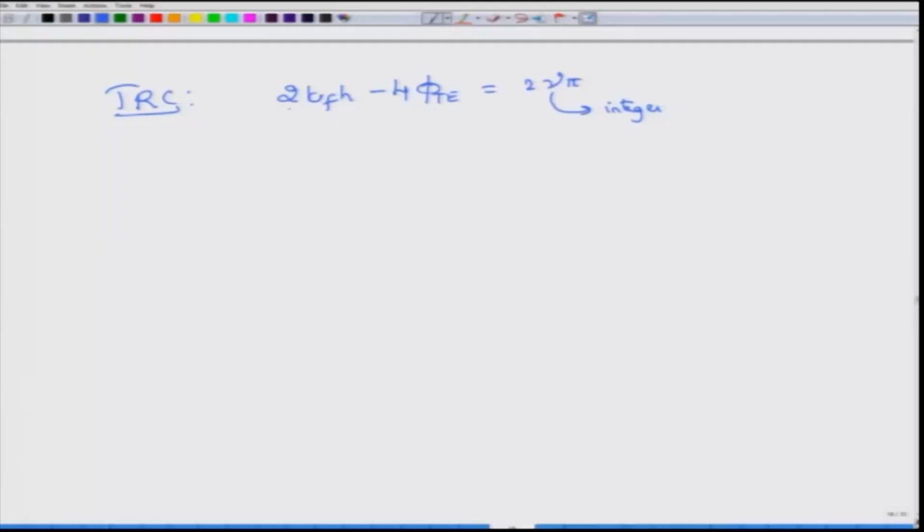In this module, we continue the discussion of slab waveguide, and if you remember at the end of the previous module, we wrote a condition called the transverse resonance condition, which is given by 2 kappa f times h minus 4 phi t e equals 2 times nu pi, or rather nu times 2 pi, where nu is an integer. The value of nu is usually taken to be positive integers, so nu equals 0, 1, 2 and so on.